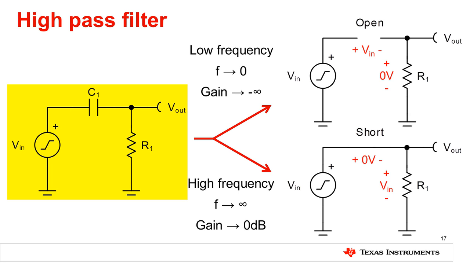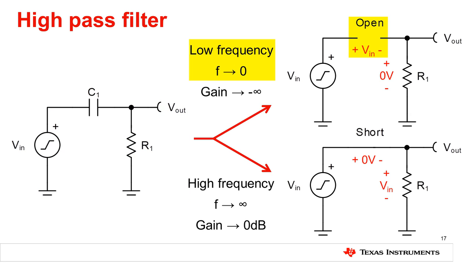The high-pass filter has the opposite behavior of the low-pass filter. At low frequencies, the capacitor acts as an open such that the output is disconnected from the input and pulled down to ground. The gain approaches -infinity on the decibel scale. At high frequencies, the capacitor acts as a short circuit and shorts the input to the output. In this scenario, the gain approaches 0 dB.